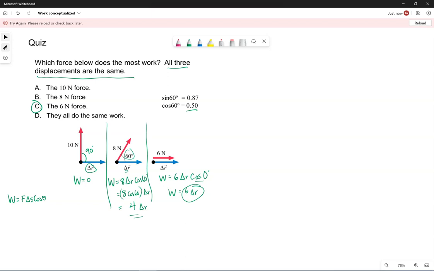It was important that they told us the displacements were the same. So we don't need to know what delta R is to compare the work. If we wanted to actually come up with the numerical answer, of course, we would need to know what delta R was.